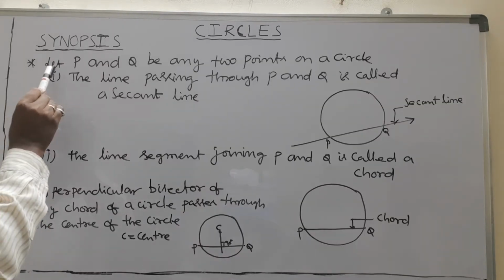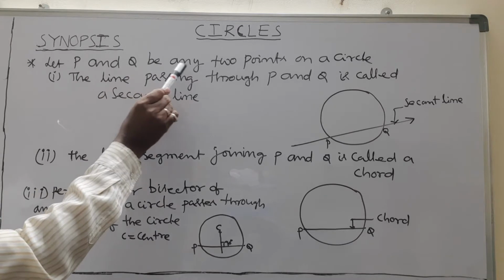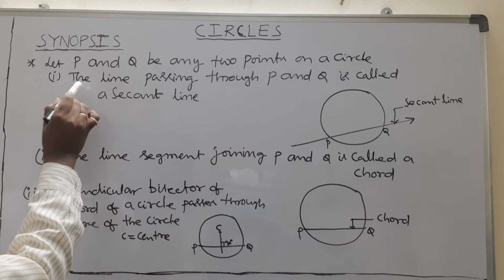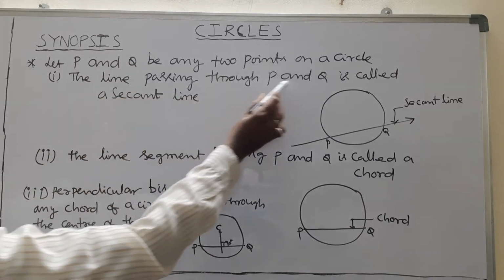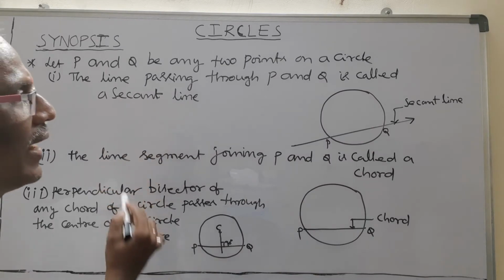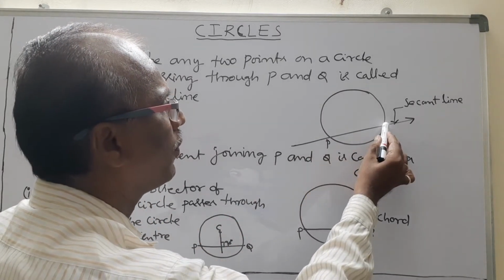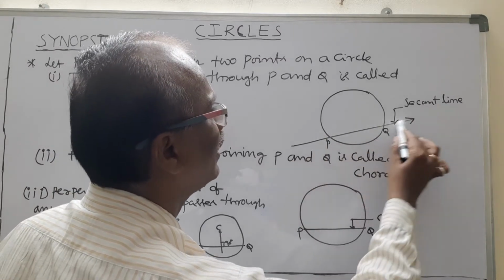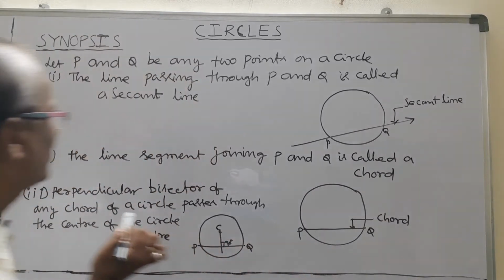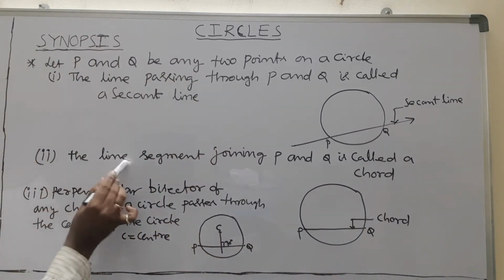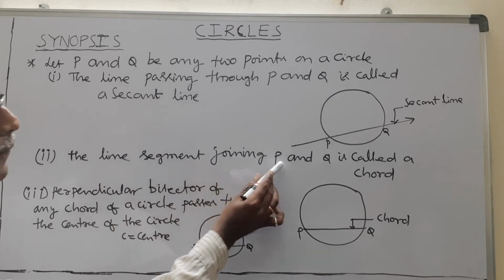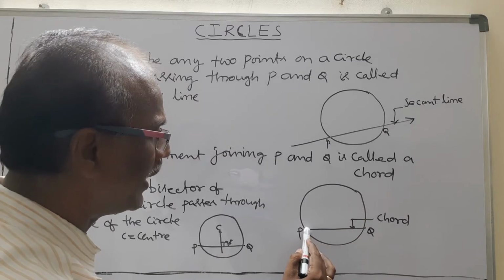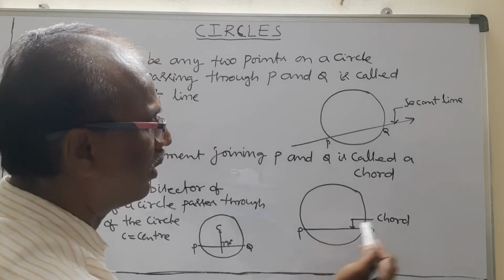Next, let P and Q be any two points on a circle. First, the line passing through P and Q is called a secant line. Here P and Q are points on the circle, and the line passing through PQ is called a secant line. Next, we discuss the chord. The line segment joining P and Q is called a chord. This is a circle, and the line segment joining the two points is called a chord.